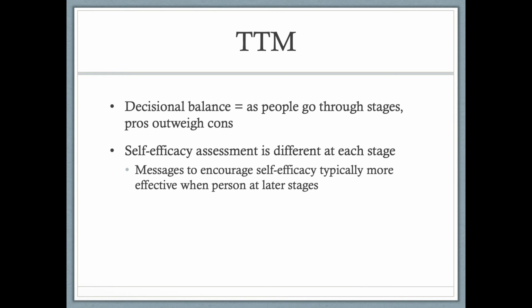Now, people have what's called a decisional balance. As they go through stages, the pros outweigh the cons as they move through the process. It's cumulative. Self-efficacy assessment is different at each stage. So we need messages that encourage that people are able to do what you're trying to persuade them to do. And these are more effective at later stages.